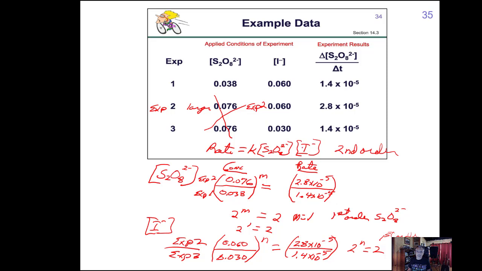And we have computed the order of both reactants and the overall order, which is second order overall. You just take 1 plus 1. So we're first order in peroxydisulfate, first order in iodide, and you just add that up, and that gives you second order overall for the entire reaction. And that's important because that's going to determine what the units on our rate constant are.